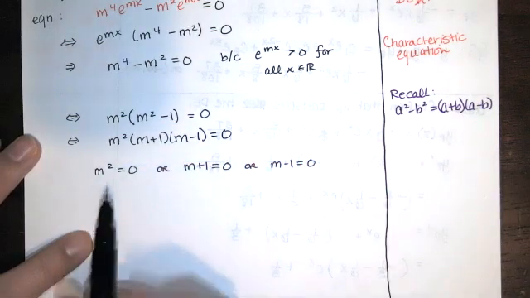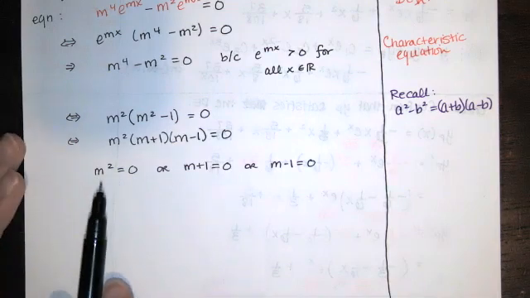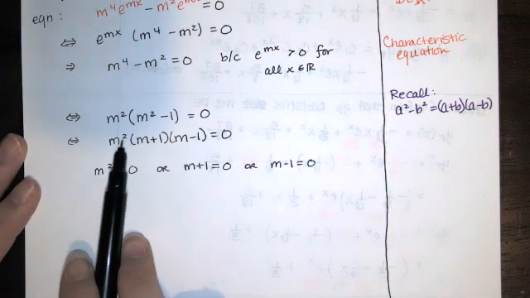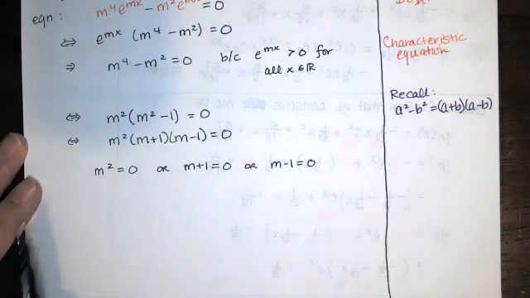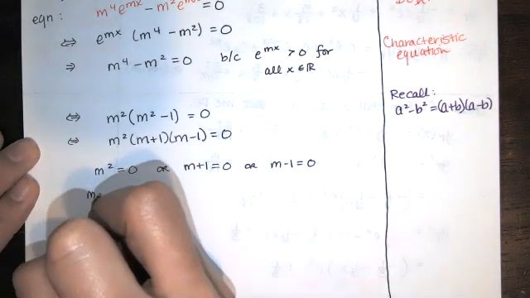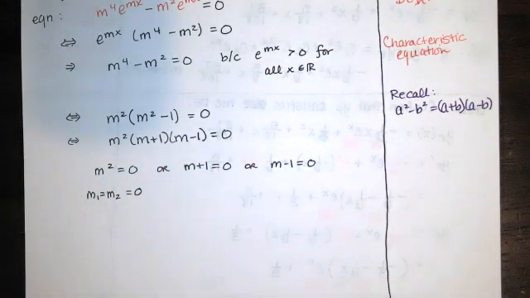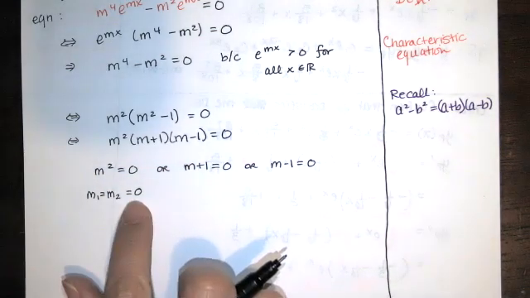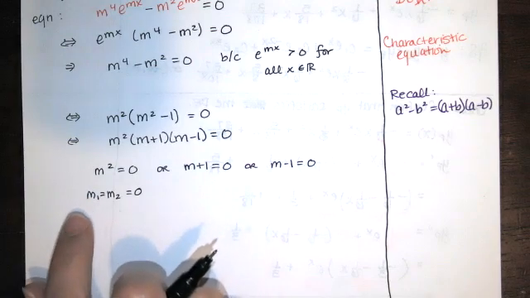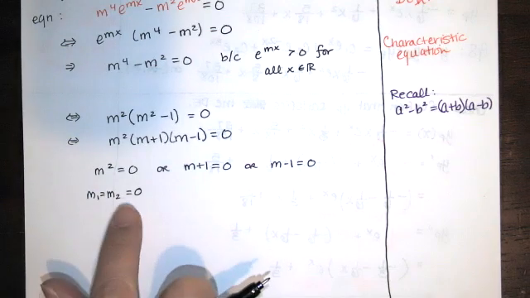Obviously, m is equal to 0 here. Be careful though, this is not a single root. Since that m is squared, this tells us that two values of m, m1 and m2, are both equal to 0. That's a repeated root. So we're going to have two linearly independent solutions to the differential equation that correspond to m equals 0.